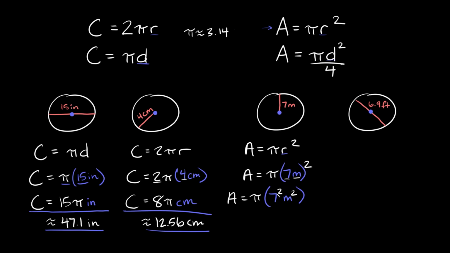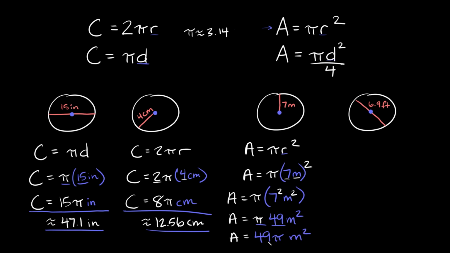Now 7 squared, that's equal to 49, and then m squared is just equal to m squared. So inside the parentheses, we have 49 meters squared. So the area is equal to pi times 49 meters squared. Now we can multiply the 49 and the pi, right? So we could just basically reverse these two, and I can write it as the area is equal to 49 pi, and then again our units at the very end are meters squared.